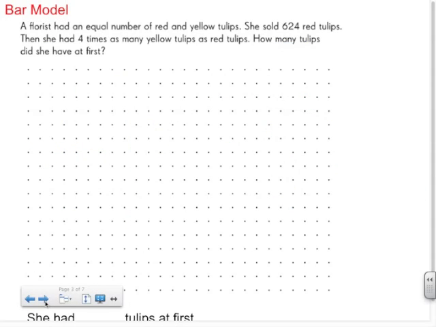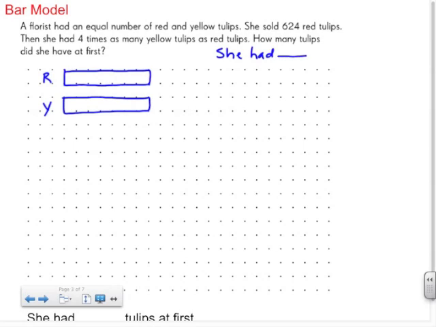In this one, we have a before and an after. A florist had an equal number of red and yellow tulips. So I had equal red, whatever that amount may be, and I've got an equal number of yellow, and I'm just picking random lengths here. Okay, so these are tulips, red and yellow. She sold 624 red tulips. Then she had 4 times as many yellow tulips as red tulips. How many tulips did she have at first? So my sentence answer is, she had blank tulips at first.